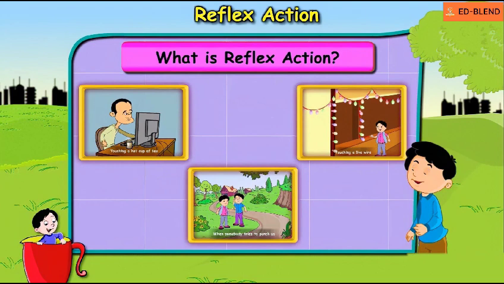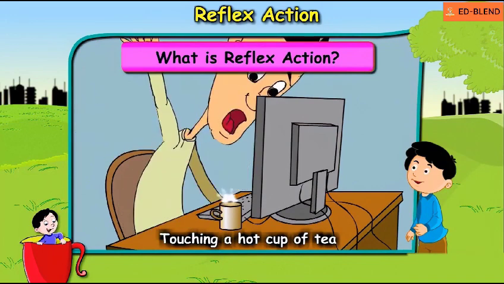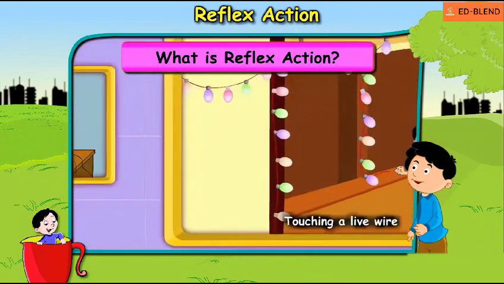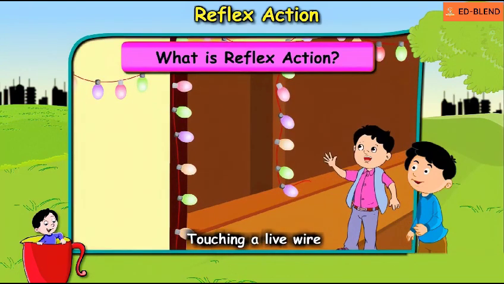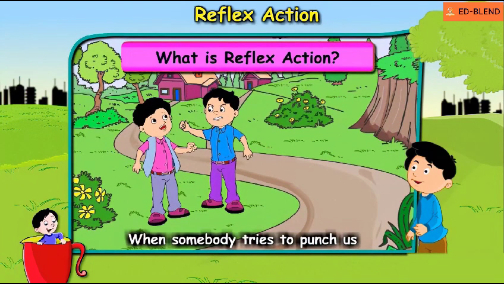You would have often observed that in our daily life, we make quick responses to different situations. On touching a hot cup of tea, we quickly withdraw our hand. Or, on accidentally touching a live wire, we quickly withdraw our hand. Or in situations when somebody tries to punch us, we quickly move back.